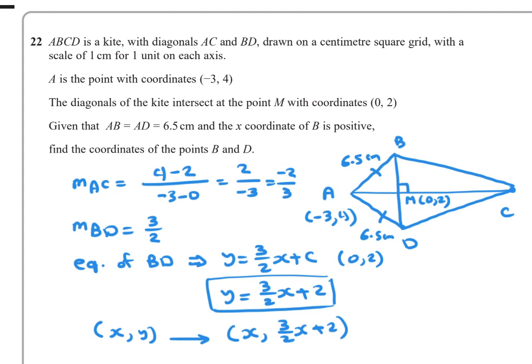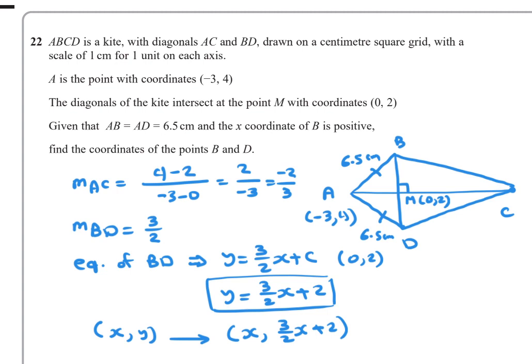Now we can find the distance between B and M in terms of x, because we have M (0, 2) and B (x, 3 over 2 x plus 2). Also we can find the real length between B and M, because in this right angle triangle we have the hypotenuse, and we can find AM with the distance formula because we have two points A and M. So we can find AM, then you can deduce BM. We can find AM first.